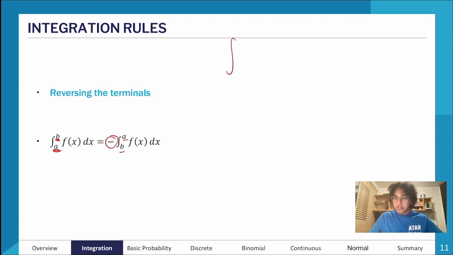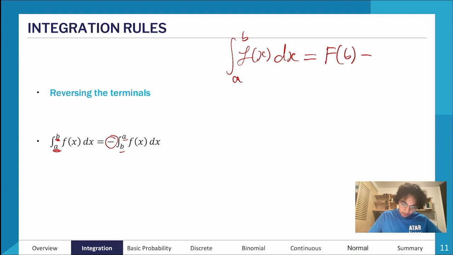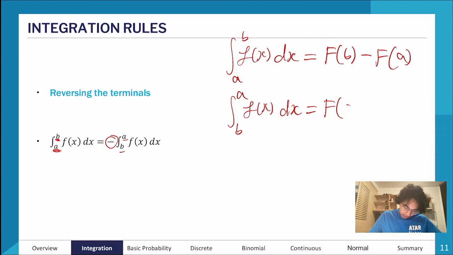It's all to do with the fundamental theorem of calculus again. So a to b of f of x, like I said earlier, is equal to capital F of b minus capital F of a. Now, if I do the same for b to a of f of x, like so, that's just equal to capital F of a minus capital F of b.